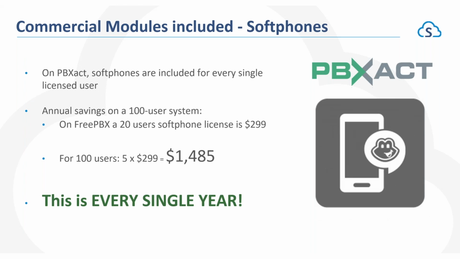But an example, you have a 100-user system. On FreePBX, if you want to have all those 100 users using a soft phone, a 20-user soft phone license bundle is $299, and that is for 1 year. So 100 users is 5 times that. 100 users is $1,485 every single year you have to pay, while for the amount of users that you have on PBXact, you'll have that for free. It comes with it. Food for thought, I think.